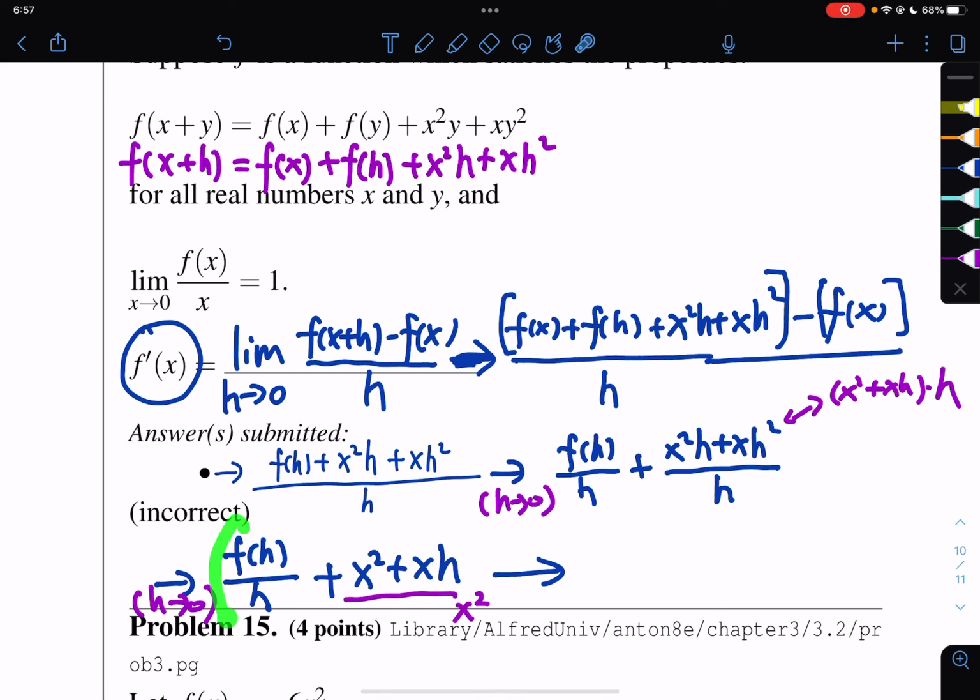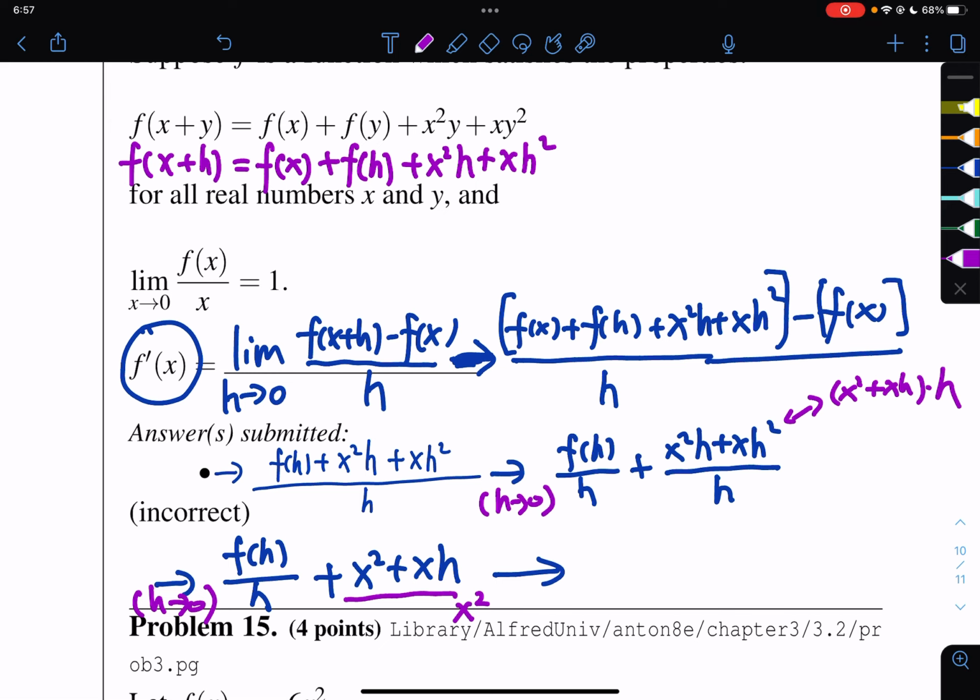What about the first half? Well, f of h over h, I need to look at my original question, see if anything is given. Otherwise, I can't find this in general. If I look back, it does say this: f of x over x as x goes to 0 gives me 1.